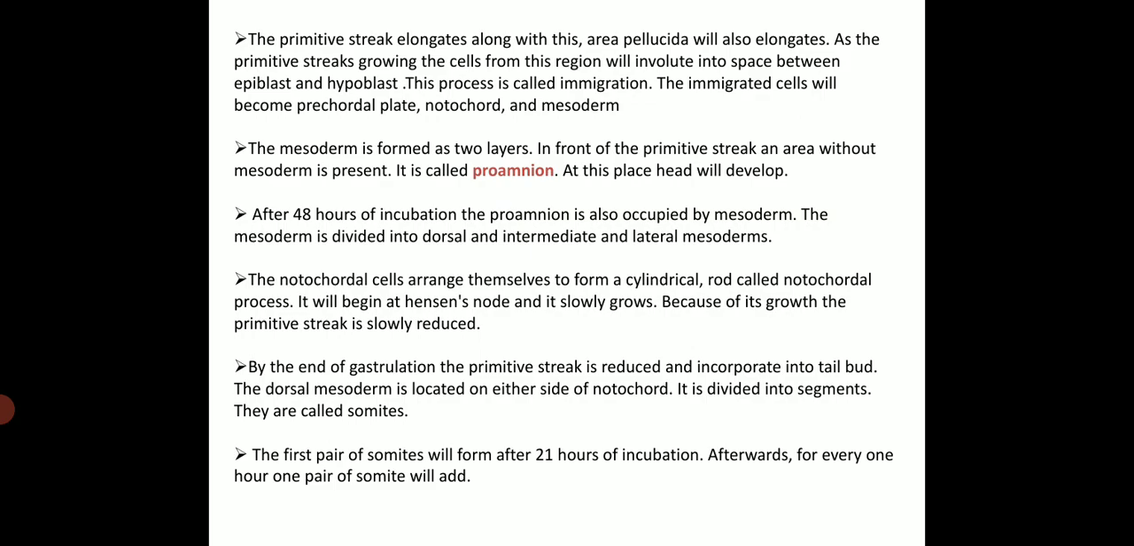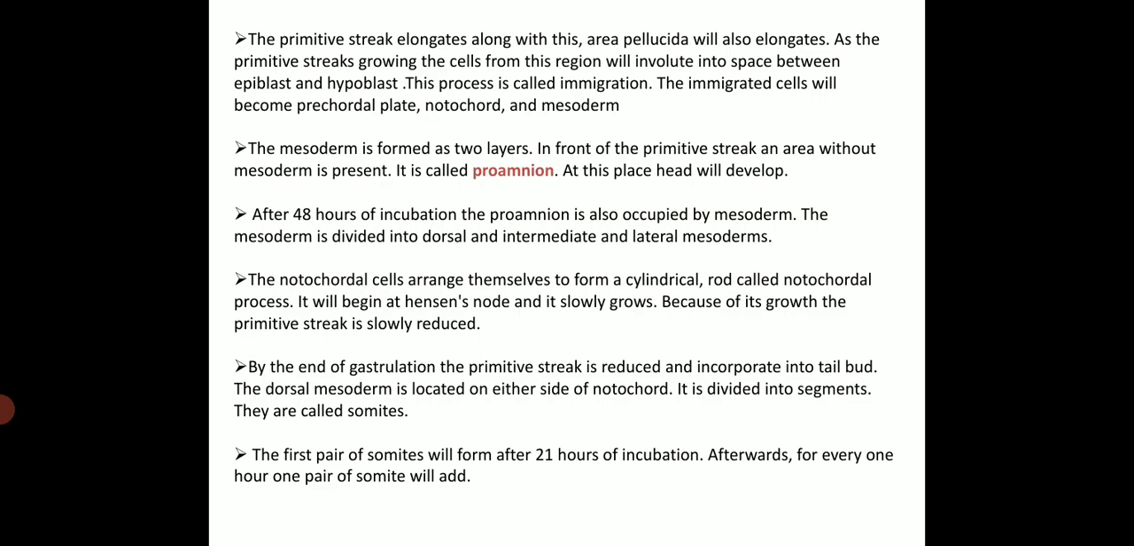The mesoderm is formed in two layers in front of the primitive streak. An area without mesoderm is present, which we call the proamnion. At this place the head will later develop. After 48 hours of incubation, the proamnion is occupied by mesoderm. Later the mesoderm is divided into dorsal, intermediate and lateral mesoderm.